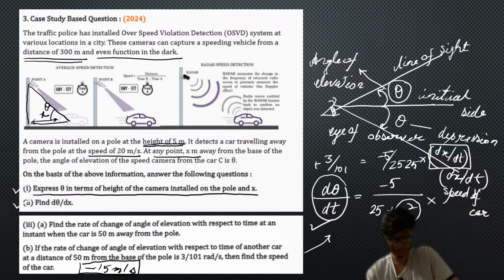So this part is clear. We get minus 15, which indicates the vehicle is moving in the opposite direction.